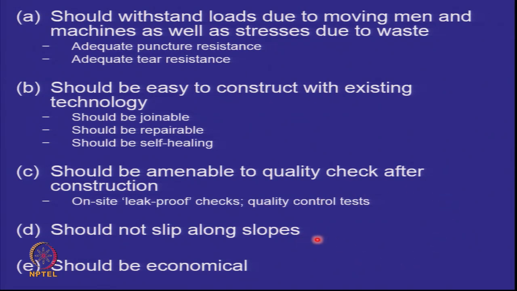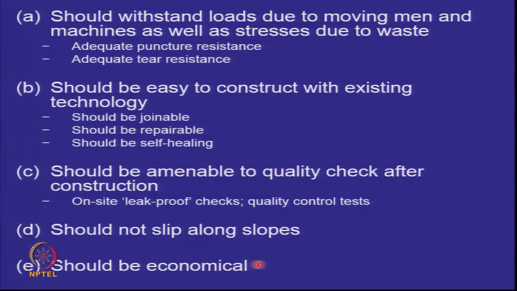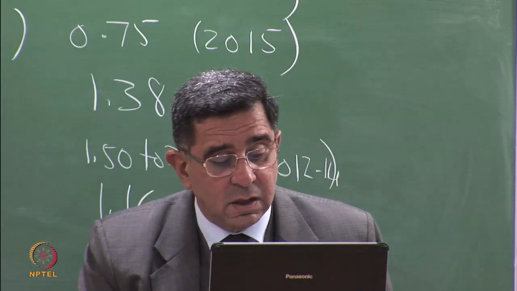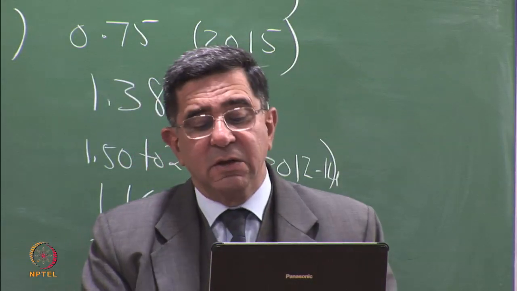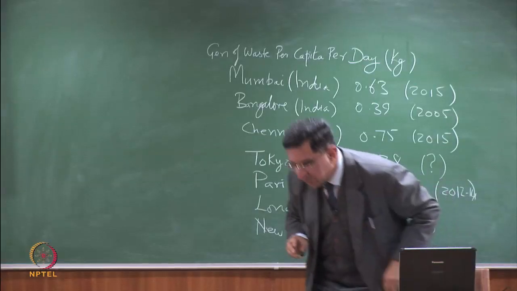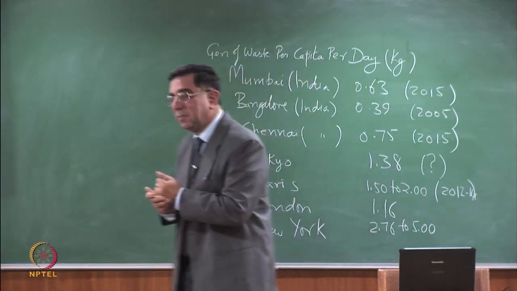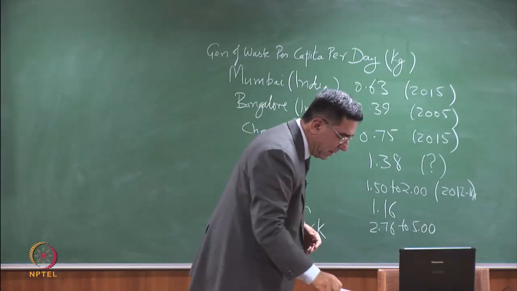It should not slip along slopes. In liners, you have slopes. In covers, you have slopes. It should not be something which slips. And in the end, it should be economical. So this may not be that important, but between alternatives which satisfy all the above, you should take the most economical alternative. So now I've given you the boundary conditions. Now you tell me the materials that we are using for being hydraulic barriers. As I said, we are making a hydraulic barrier.